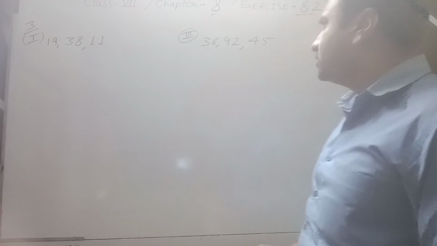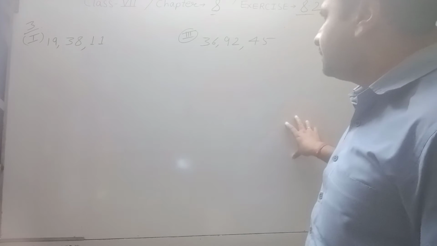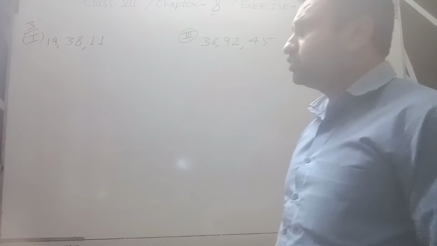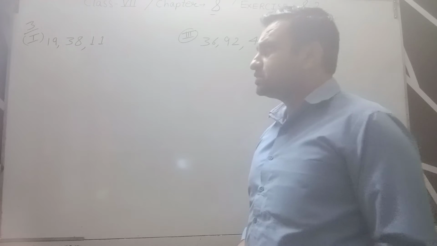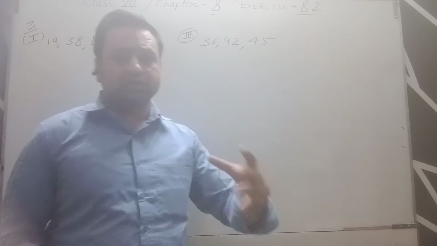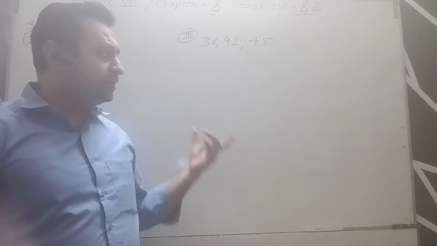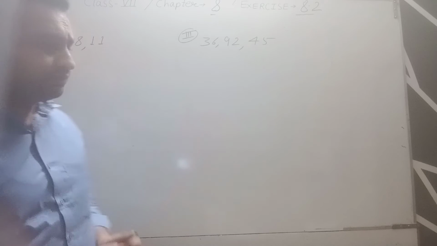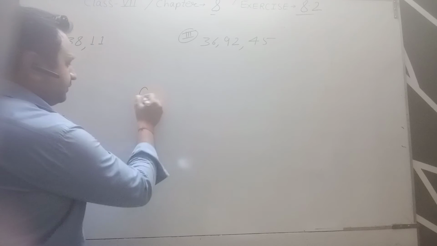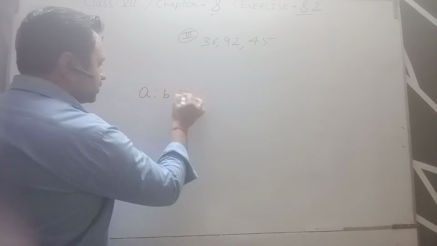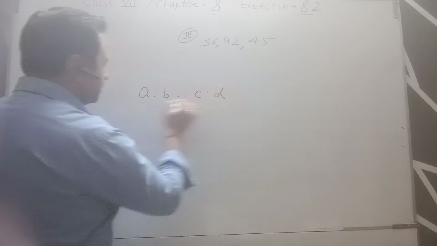In the previous video, we completed exercise 8.2 up to question number 2, and discussed proportions and continued proportions. Proportion: when two ratios are equal, they are said to be in proportion. For checking, we have to find the product of extremes and the product of means.